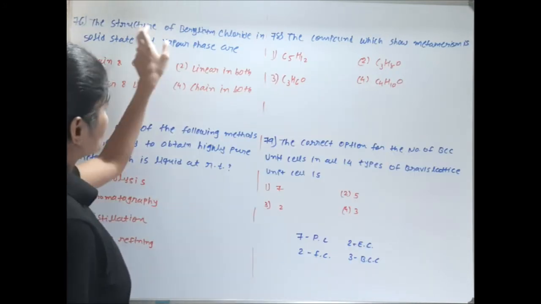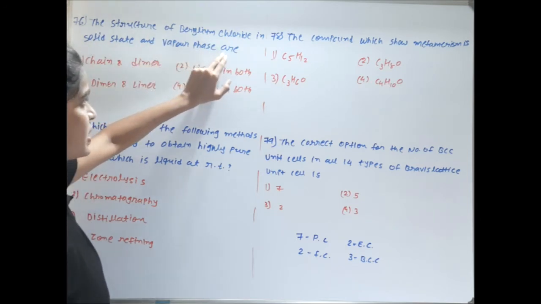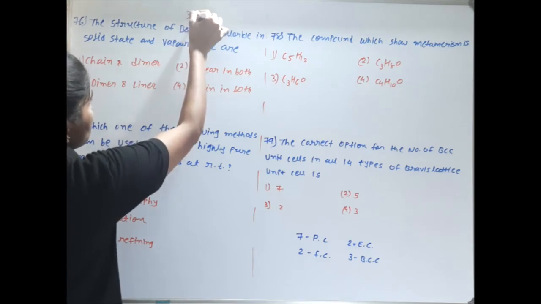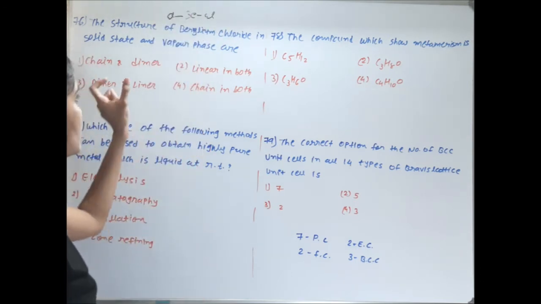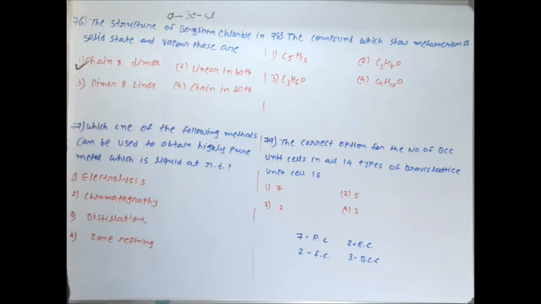Next is the structure of beryllium chloride in solid state and vapor phase. In this beryllium chloride, BeCl2, in the solid state it forms a chain and in vapor it forms a dimer. So the right option is chain and dimer.